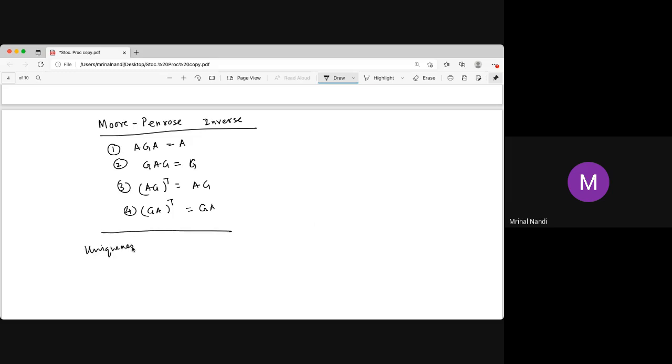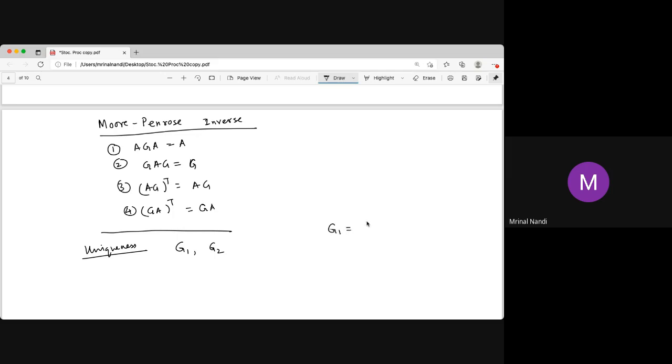Uniqueness. If there are two Moore-Penrose inverses, then they must be equal. So let G1 and G2 be two Moore-Penrose inverses. That means G1 satisfies all four conditions and G2 satisfies all four conditions. So AG1A equals A, G1AG1 equals G1, AG1 transpose equals AG1, and G1A transpose equals G1A. Similarly for G2. Now we have to show that G1 equals G2. This is slightly technical. So first start with G1.